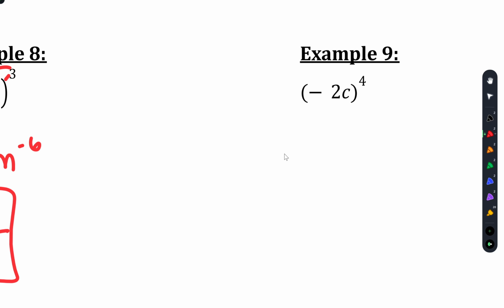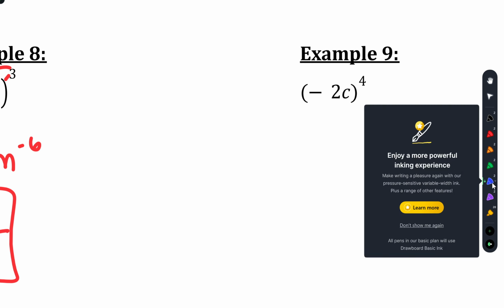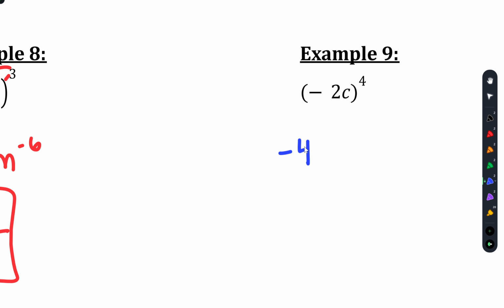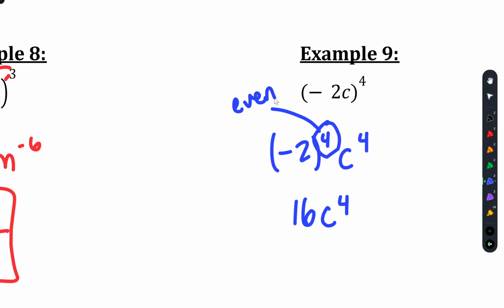Who's got 9? Autumn. Correct. And why do we know that's a positive 16? Because our exponent is even. Beautiful. Any questions on that one?